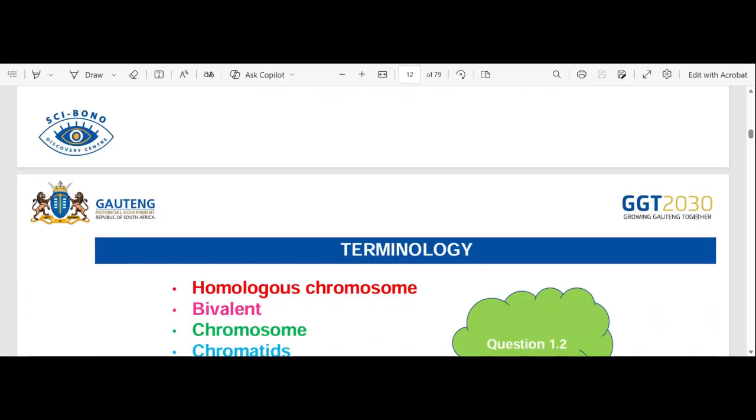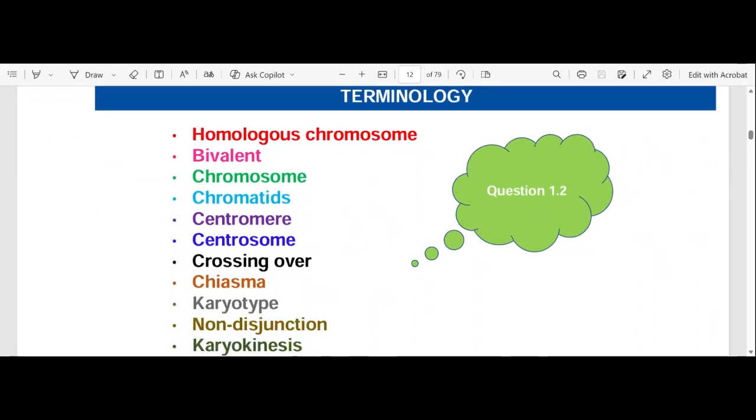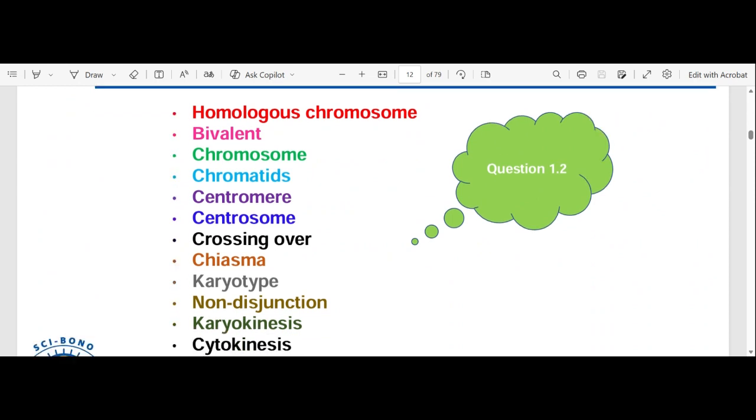Okay, now let's go through the terminology of meiosis. So homologous chromosomes. What are homologous chromosomes? Homologous chromosomes are chromosomes that are involved in meiosis, and they're the same in size, shape, and they code for the same characteristics. Hence homo. Homo means the same. So homologous chromosomes. So let's go to bivalents.